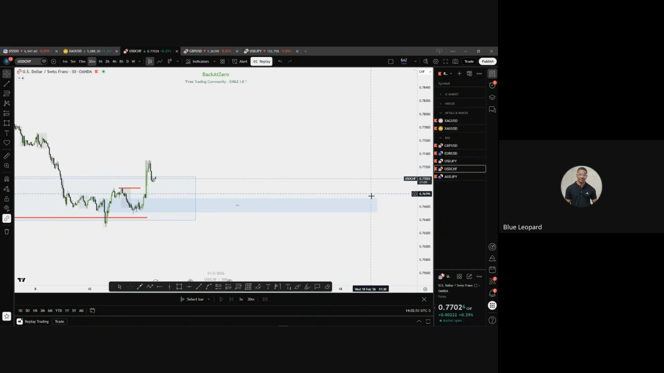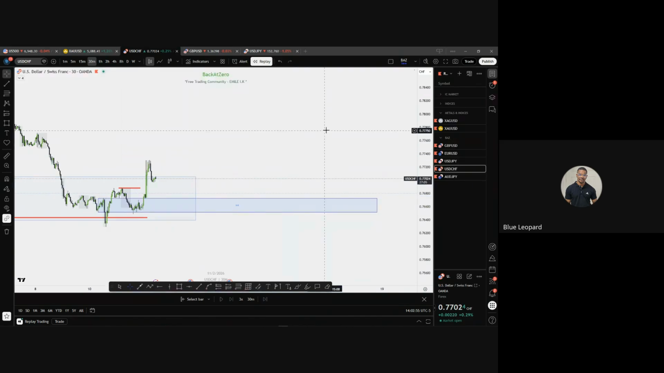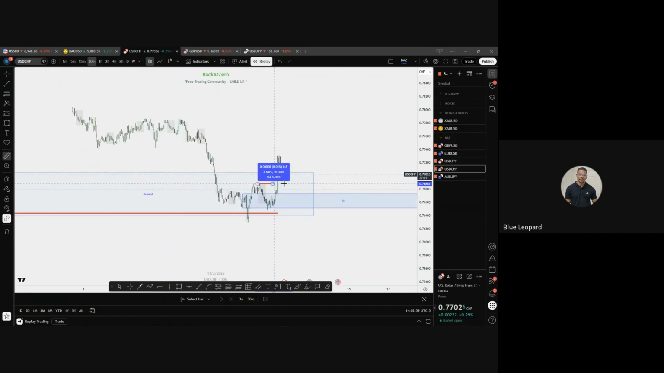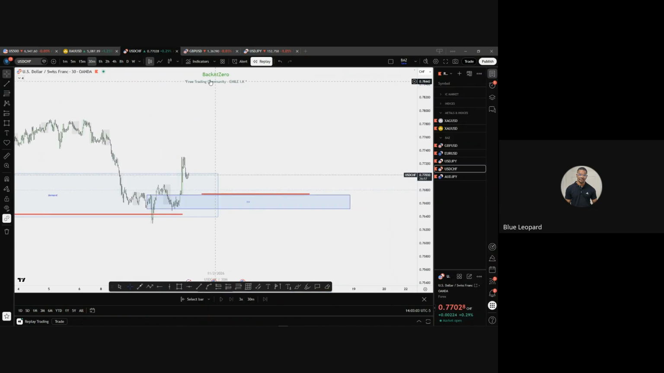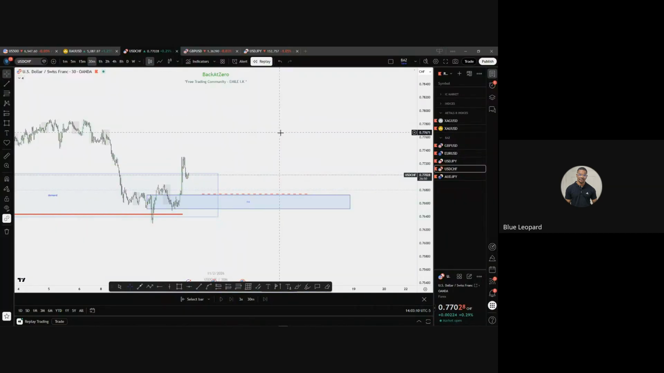The H4, let me put the edges so you can see them. The H4 edges, you will put an alert around the edges. The alert will be where? Let me show you. Here. This is where the alerts will be. You'll be waiting for price to come back.